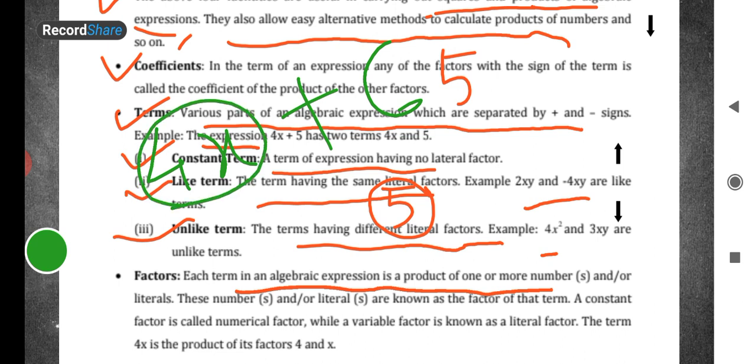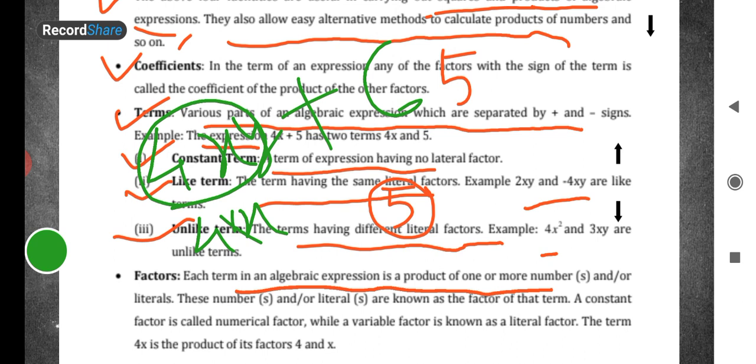Now 4 and x, they are a product. 4x means 4 multiplied with x. There is no sign in between. That means they are the product of one or more numbers. It can be 4xy also, then they are the product of 3 different numbers, isn't it? Means 4 into x into y, like that.